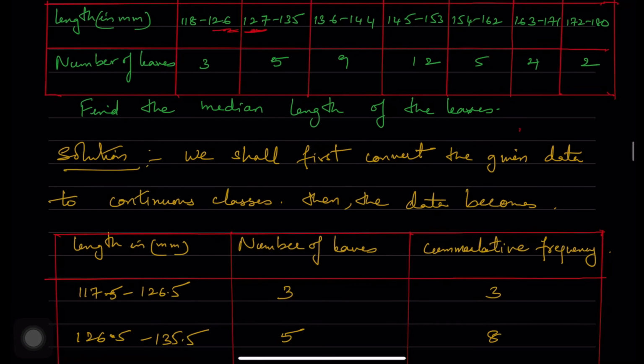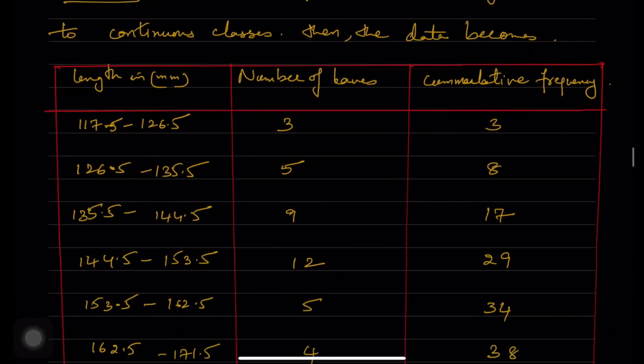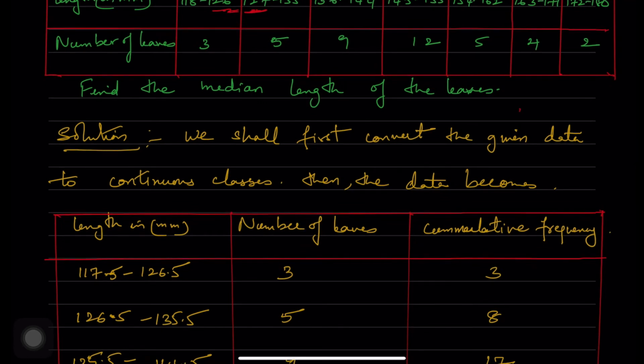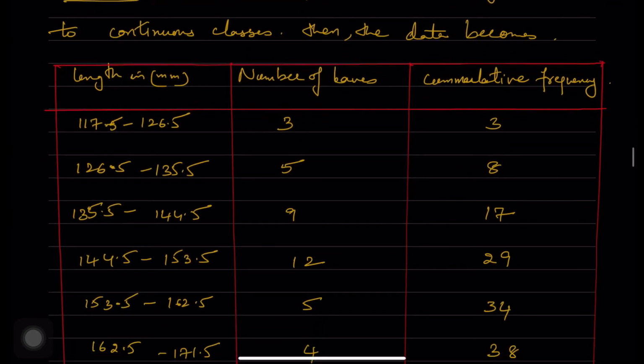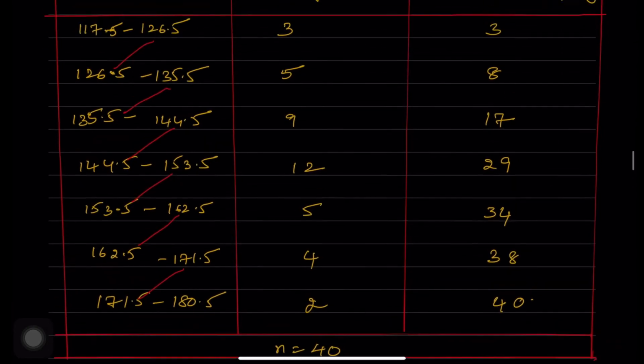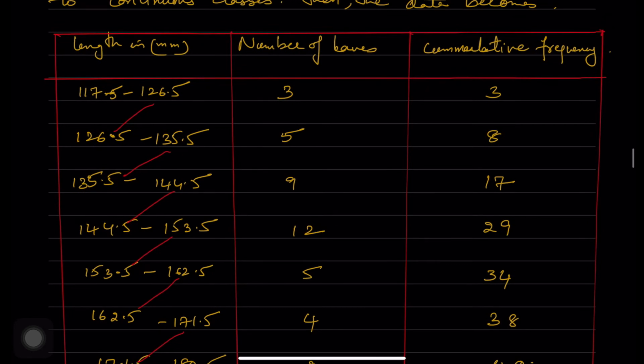So therefore here what we are doing is we are going to first make them equal. In order to make them continuous classes, we are subtracting 0.5 from the lower limit and adding 0.5 to the upper limit. So we are going to get 117.5 to 126.5. Now you can see that 126.5 and 126.5 are equal. Here the 135, all these are equal now. When you see this type of data, you have to make it equal so that the calculation will become easy for you. When you're taking the width also, it will become easy.